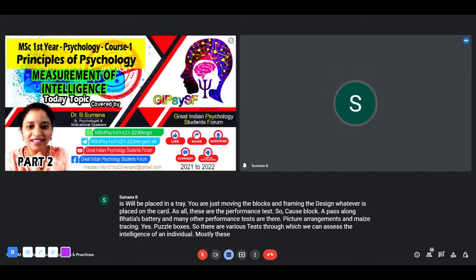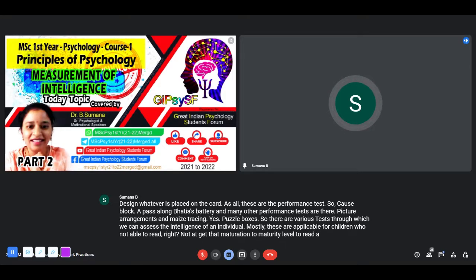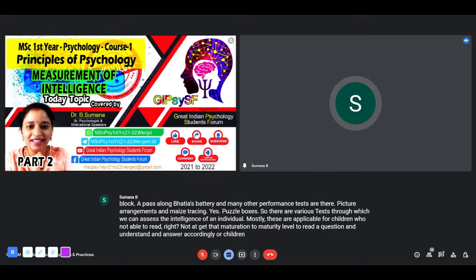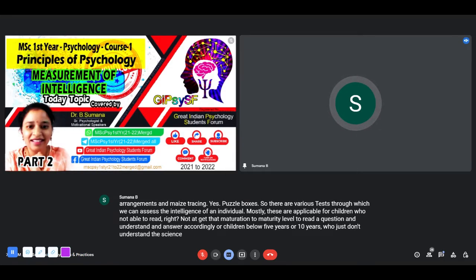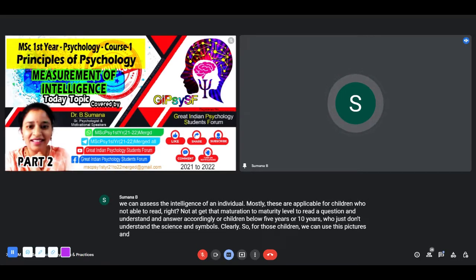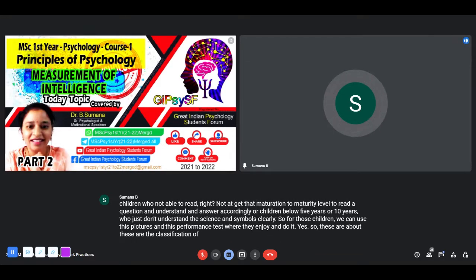Mostly these are applicable for children who are not able to read and write, who have not yet reached the maturity level to read a question, understand and answer accordingly, or children below 5 or 10 years who don't understand signs and symbols clearly. For those children, we can use these pictures and performance tests, where they enjoy doing it. So these are the classifications of intelligence tests.